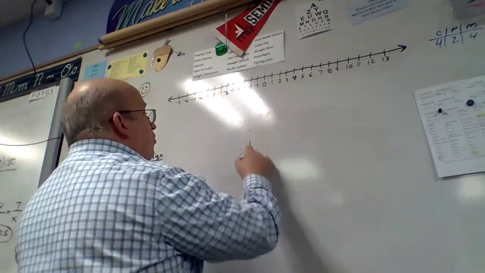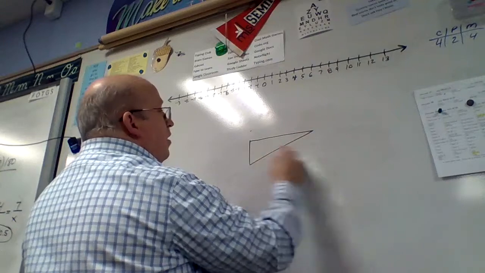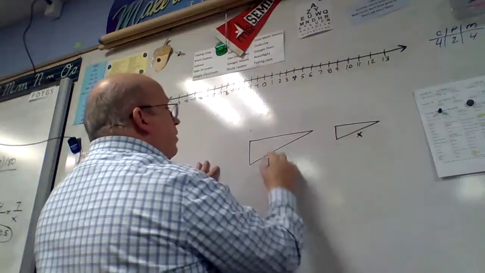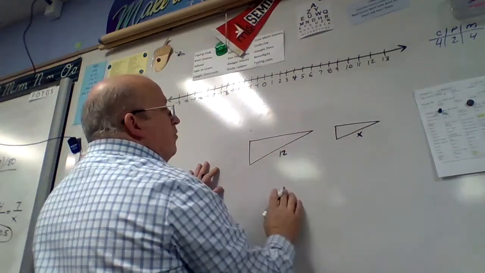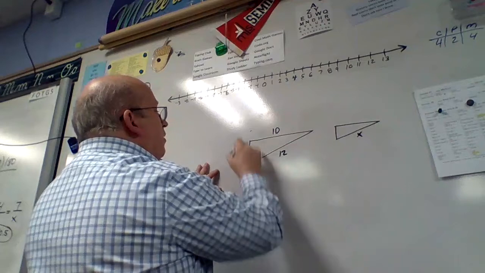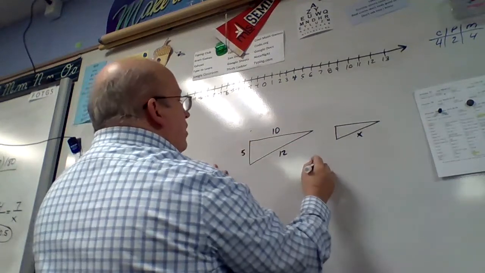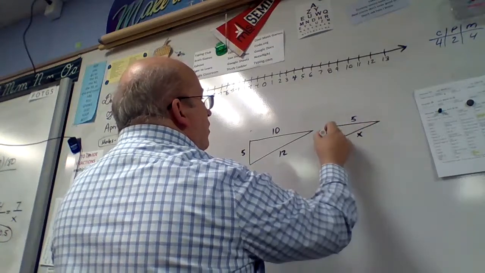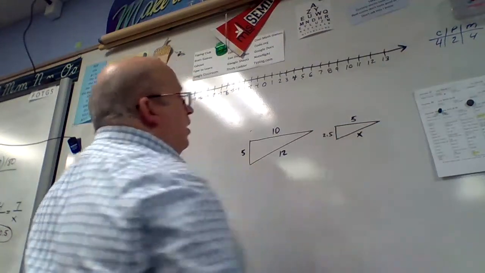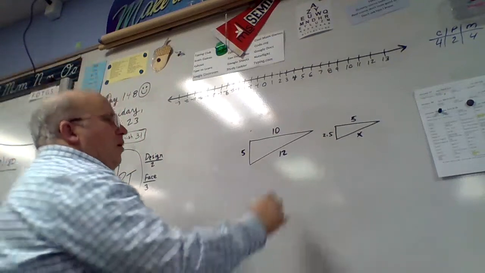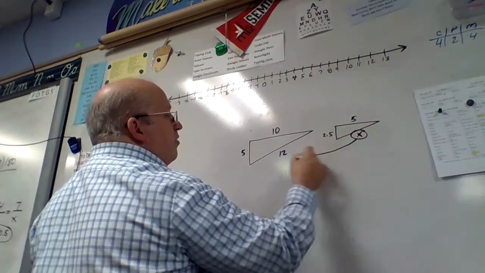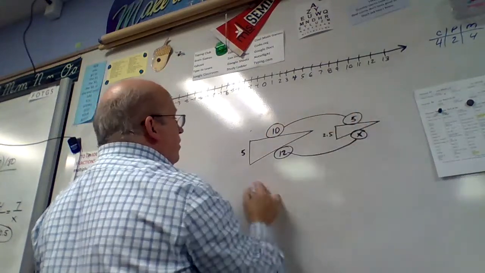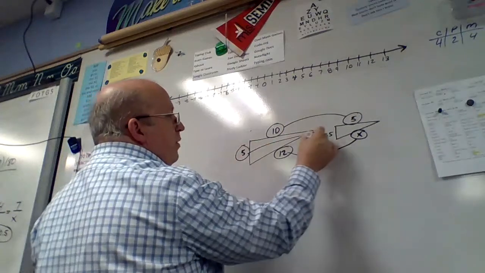What if I had two shapes that look like this and this? And I put an X here, and I put how about a 12 here, and a 10 here, and I put a 5 here, and over here I put how about a 5 here, and a 2.5 here. And we want to figure out what X is. Well, what is the corresponding side to X? I would say this 12 is, right? And what's the corresponding side to that 10? That'd be the 5. And for this 5, it would be this 2.5.